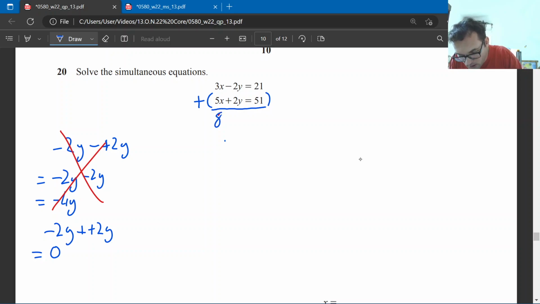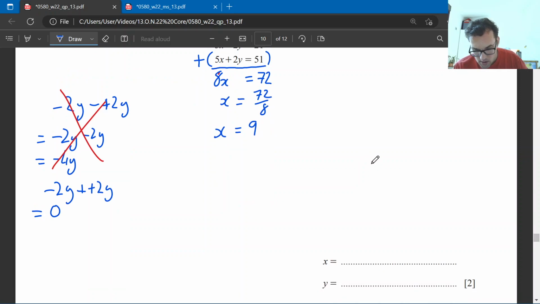3x plus 5x is 8x. Minus 2y plus 2y is nothing. 21 plus 51, it will be 72. So to get x, we need to do 72 divided by 8. And what is that? 9, isn't it? 8 times 9 is 72. Okay. So, good. We got x.